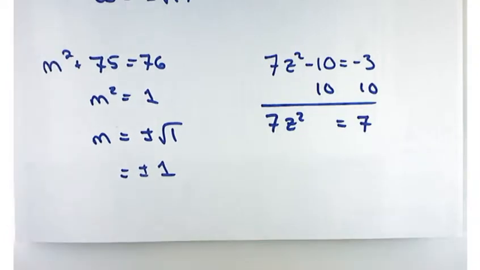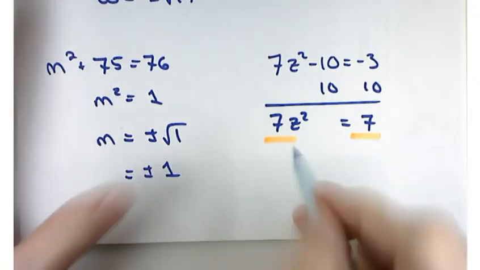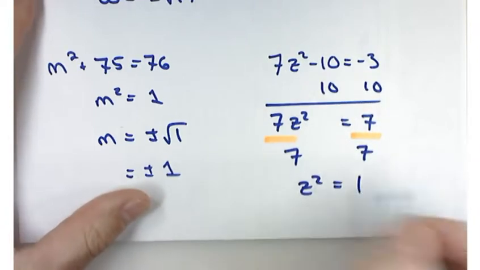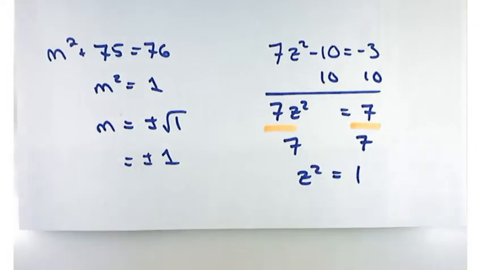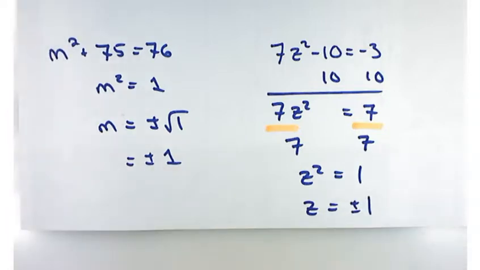All right, good. Someone else for a suggestion. Now what? Yeah, let's divide both sides by 7. So divide by 7 on both of these. And I get z squared equals 1. And we're kind of back to something similar to the previous problem, right? z equals plus or minus the square root of 1, or basically plus or minus 1.